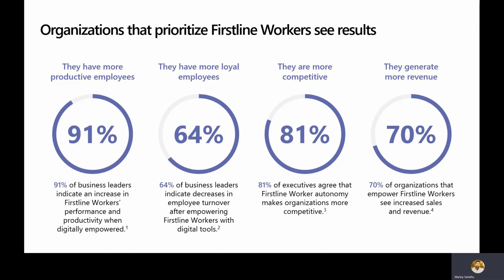I'm going to just leave these stats up for a second. I think they're pretty alarming. These stats, right? 91% of business leaders indicate an increase in performance and productivity when these workers are digitally empowered. 64% of business leaders indicate a decrease in employee turnover, and 81% of the executives agree that agility between organizations makes them more competitive.